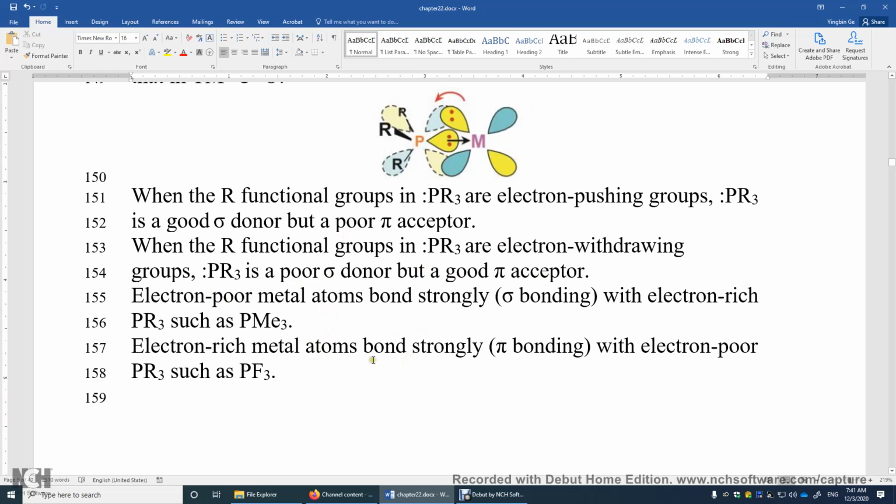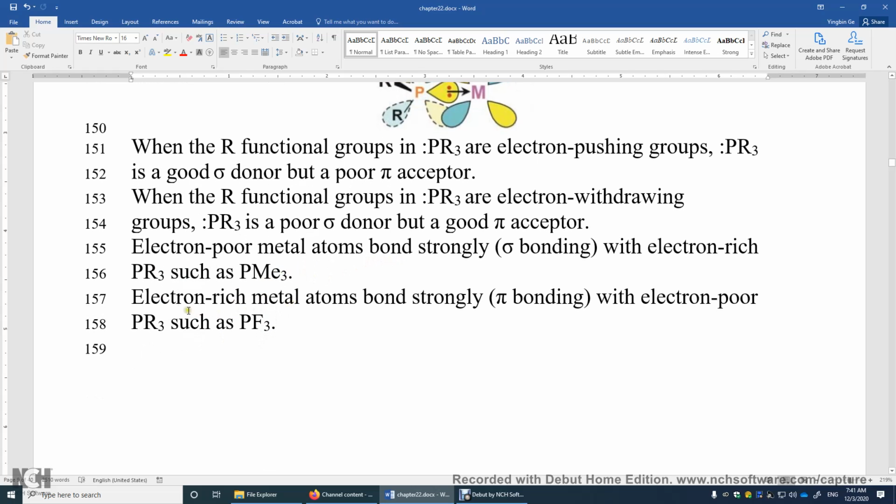Except, if you know your transition metal atom is electron poor, then you can just use electron pushing groups here to help strengthen the sigma bond. If your transition metal is electron rich, with many d electrons, then you can use three electron withdrawing groups bonded to phosphorus, such as this PF3, to accept the d electrons from the transition metal. And in this way, you will have a really strong pi bond between the metal and phosphorus.